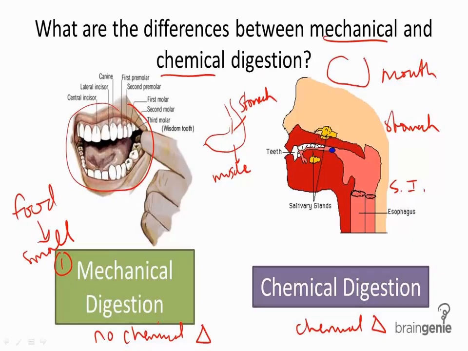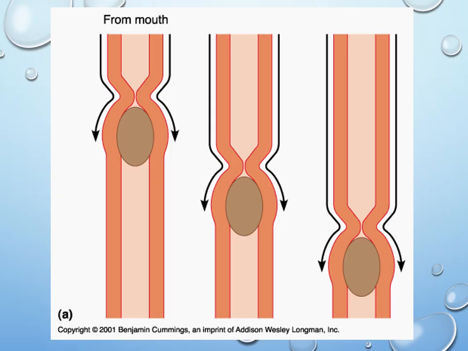Here's a nice little diagram showing the differences between mechanical and chemical. Just focus on the left side first, which is mechanical. This is food, and it breaks your food down into smaller pieces. That's the main purpose of your teeth, is to break your food down into small pieces so that your body can easily digest it later. There are not any chemical changes happening when your teeth break your food down. I'll get into the chemical digestion part in just a minute.